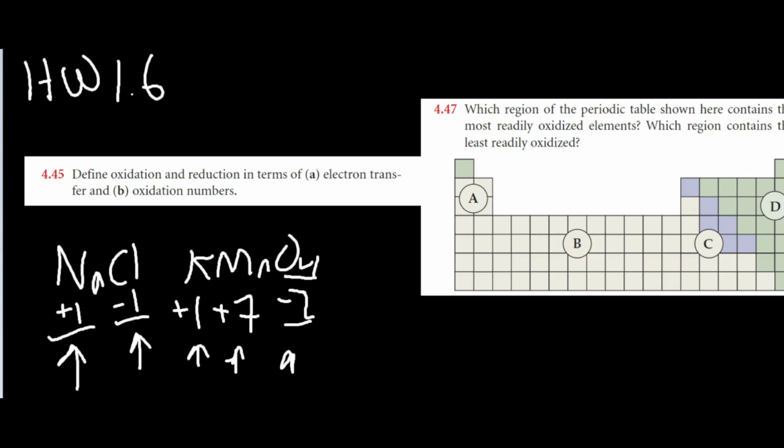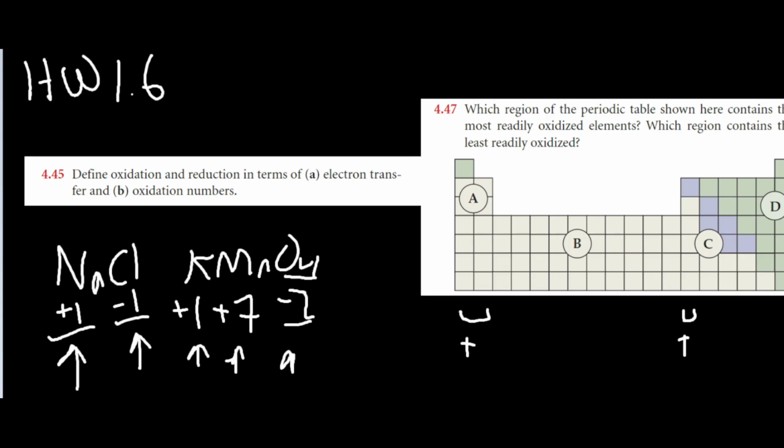Now, 47. Which region of the periodic table shown here contains the most readily oxidized elements? Which region contains the least readily oxidized? So again, when you oxidize something, that means that it is losing electrons. It means that it has one too many, and it needs to get rid of it to get to a full shell. So with the periodic table here, these elements, up to the third row generally, usually have positive charges, which means that they want to give up their electrons. So therefore, metals are the most readily oxidized.